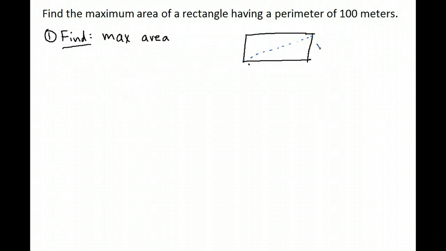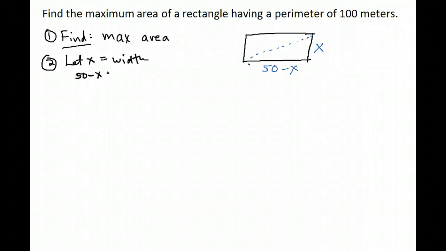If I let the width be x, then the length is going to be 50 minus x. So in step 2, I'm going to let x equal the width and 50 minus x be the length. Now I want to maximize the area, so I need the area formula. The area formula is A equals length times width. In my case, I've got x times the quantity 50 minus x.